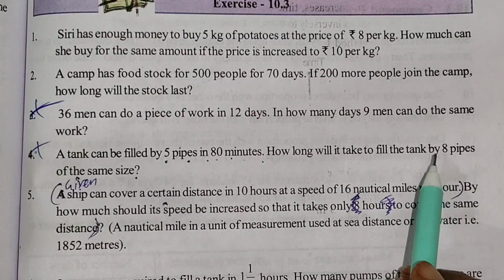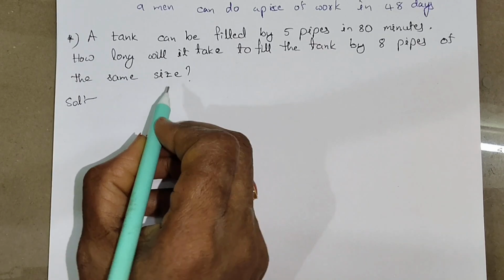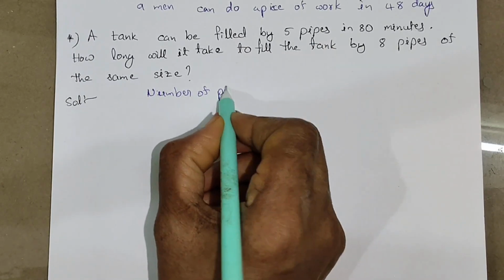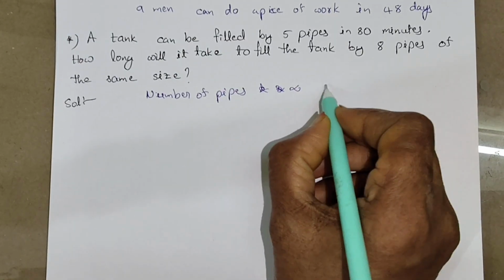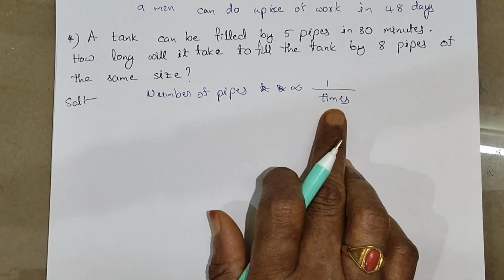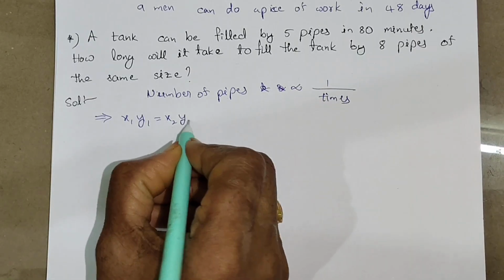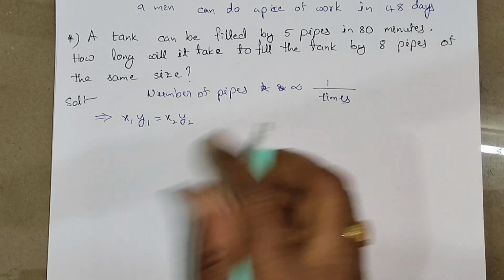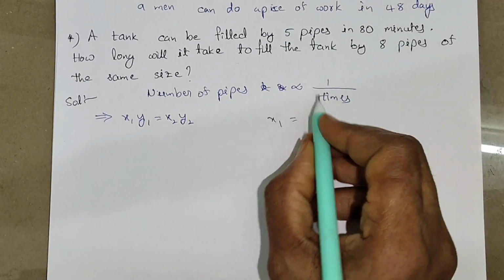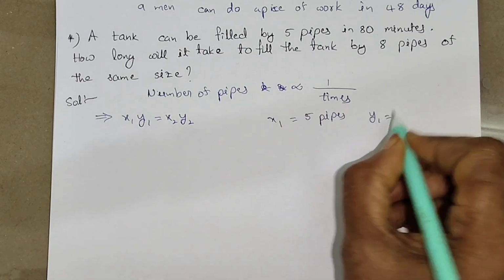So these two are inversely proportional: number of pipes and time. Number of pipes is inversely proportional to time. So we write the ratio x1 y1 equal to x2 y2. Now we write x1 equal to 5 pipes, and y1 equal to 80 minutes.